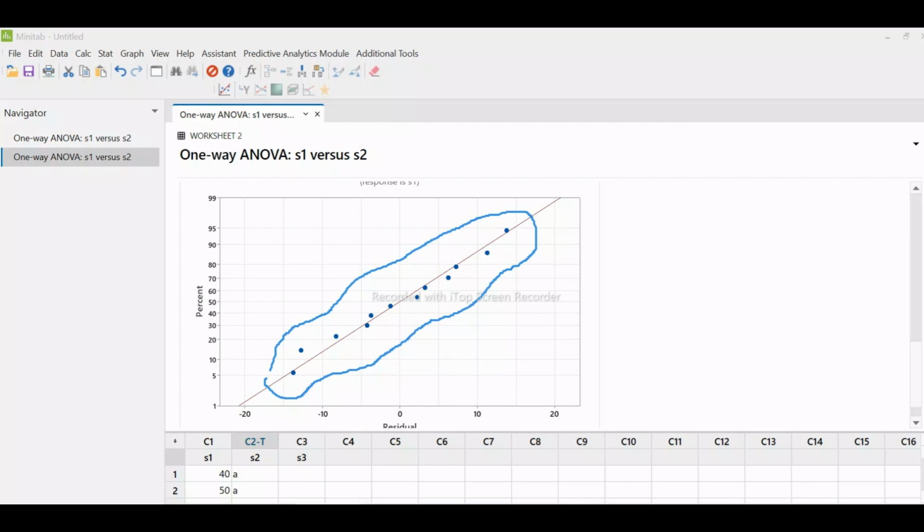So that was all about today's lecture, how to run one-way ANOVA in Minitab.